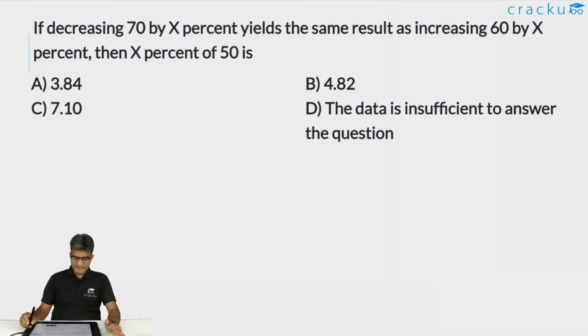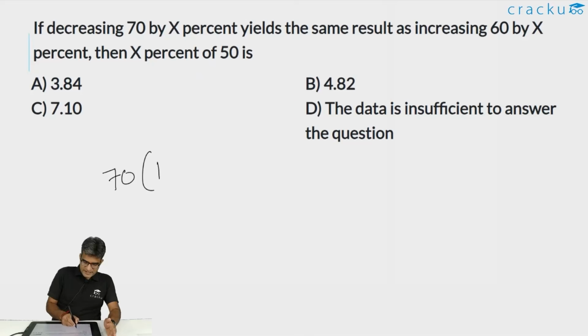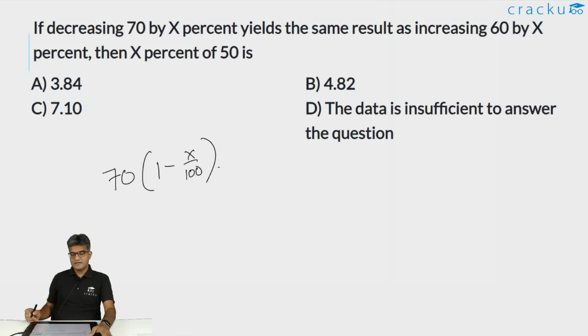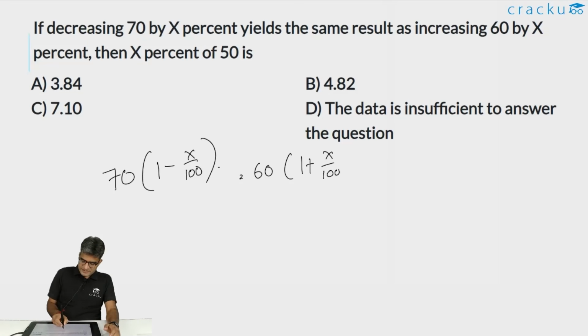If decreasing 70 by x% yields the same result as increasing 60 by x%, then x% of 50 is what? When you are decreasing 70 by x%, we are going to get 70 into 1 minus x by 100. This we are told is the same as increasing 60 by x%. So what we are going to get is 60 into 1 plus x%. Both of them are told to be the same.